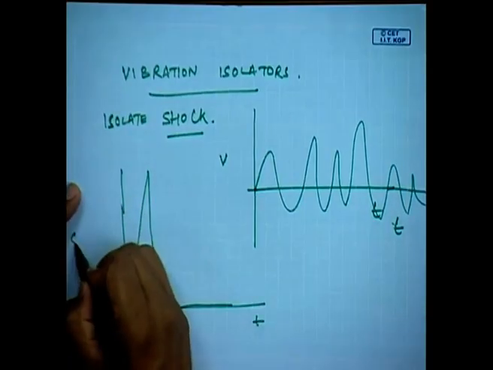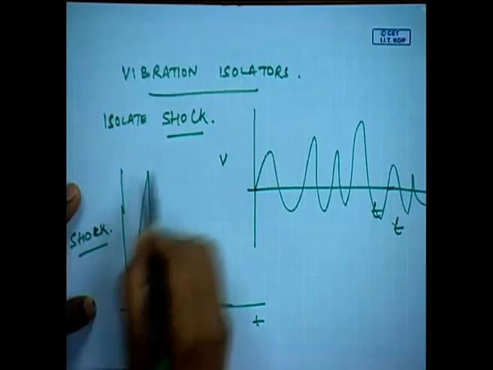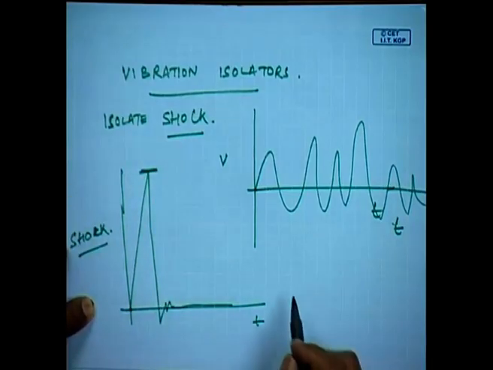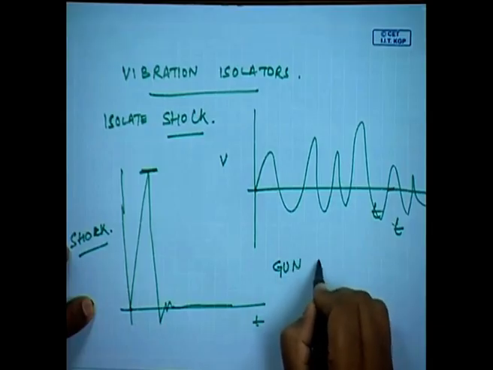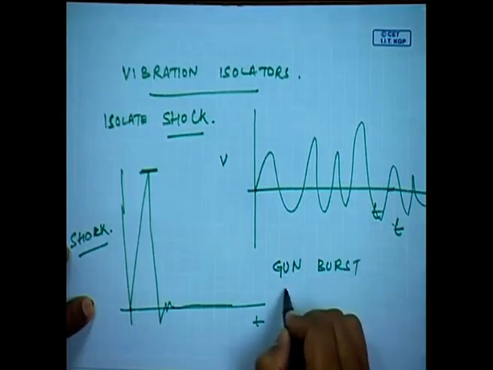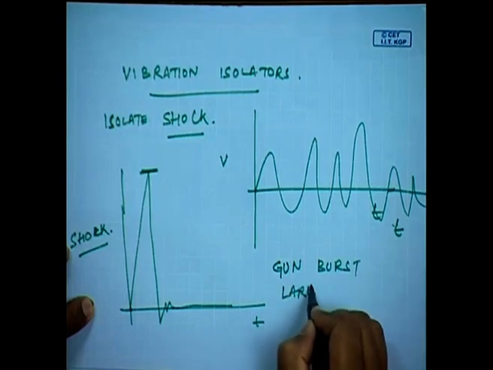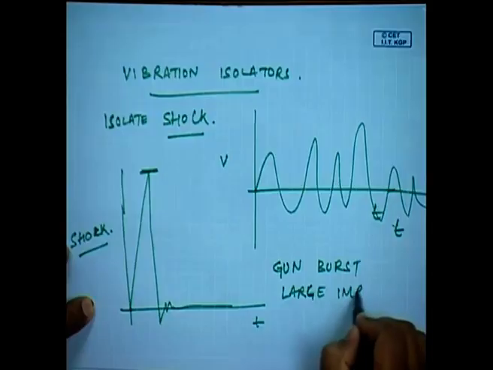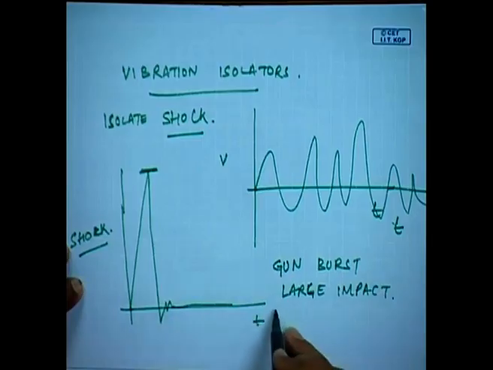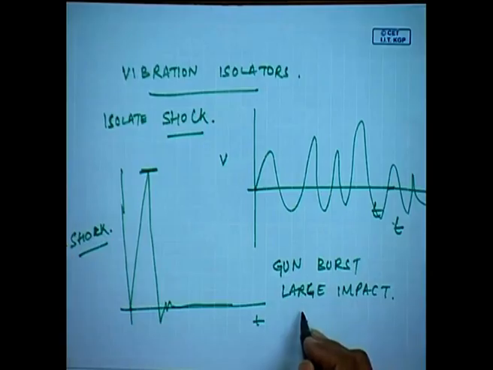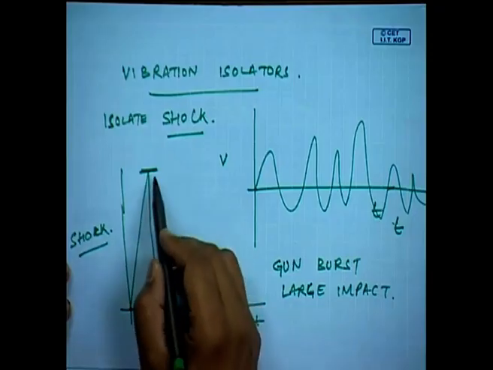Okay. And this amplitude could be very, very high. For example, an impact like a gun burst, a large impact. They happen only once in a given period of time. They are not repeated. We never have repeated shocks. For example, a large earthquake initial wave is a shock. So, such shocks have very, very large amplitudes.